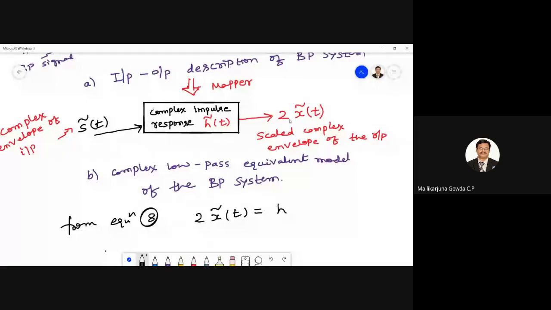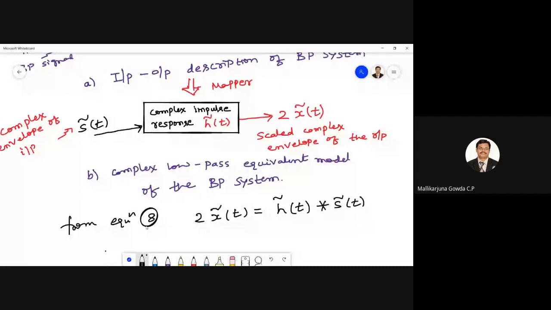How do I relate the output to the complex impulse response of the system in terms of its complex envelope input signal? 2 into X tilde of t is equal to H tilde of t convolved with S tilde of t. Is this fine?